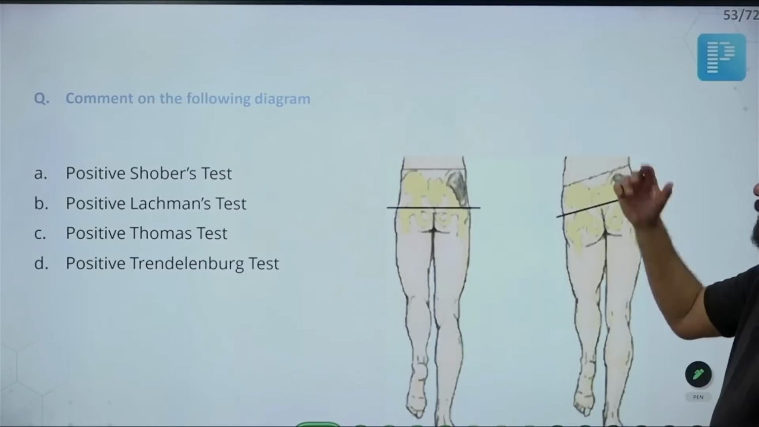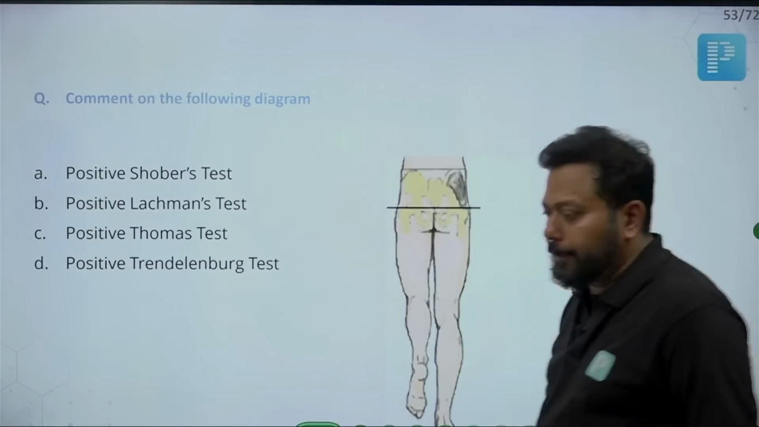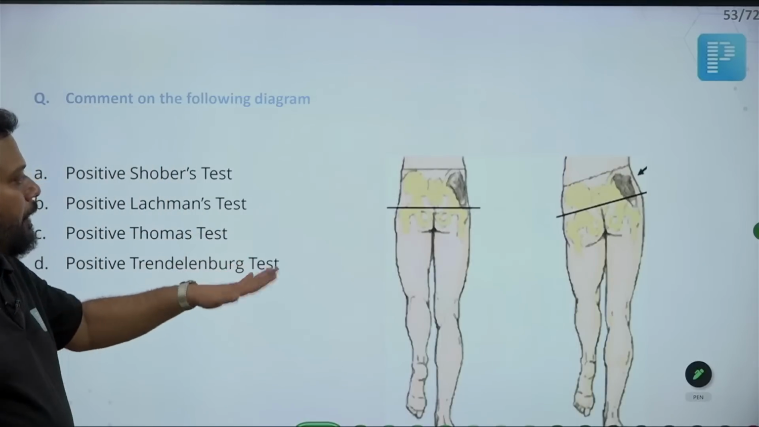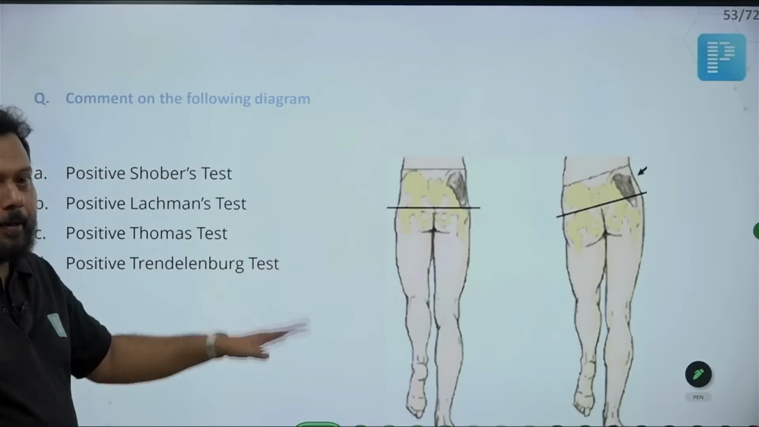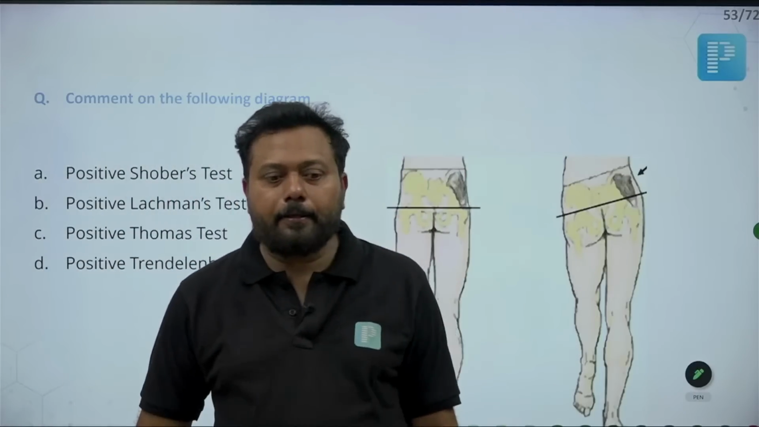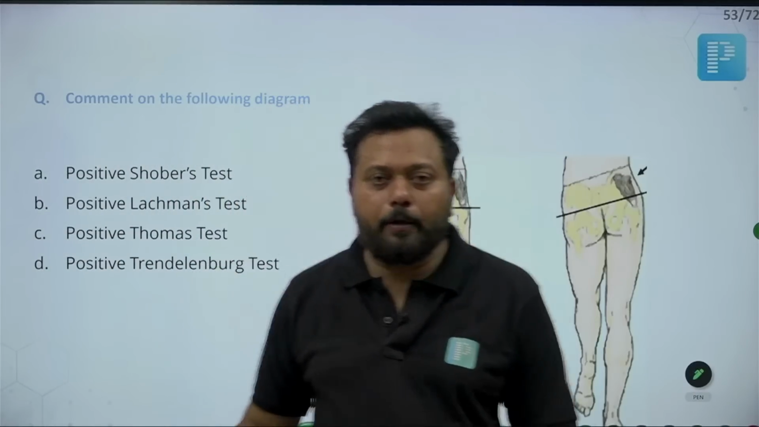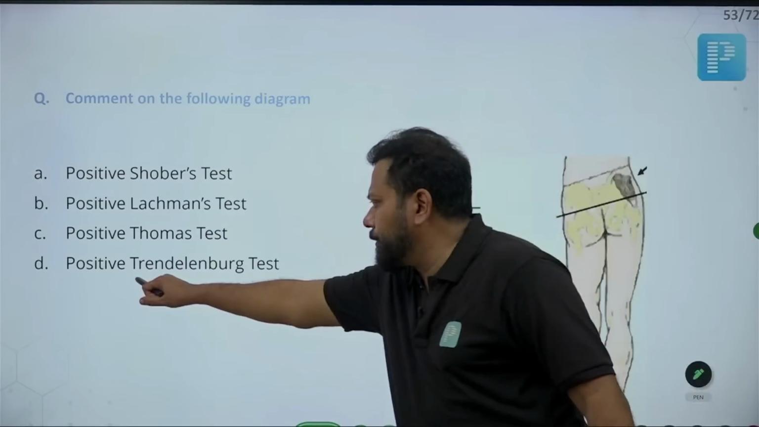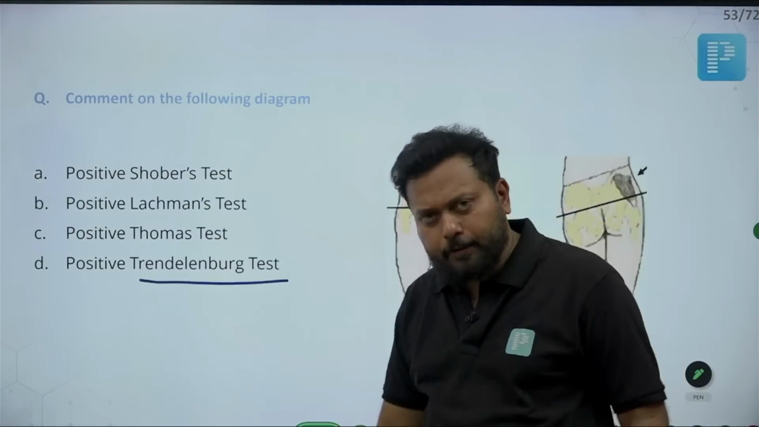Okay, we will go to the next thing. Comment on the following diagram. What is this test? This diagram is very frequently asked in the INI-CET exam. A patient is standing with one leg raised like this. What is this test? This is called Trendelenburg's test.